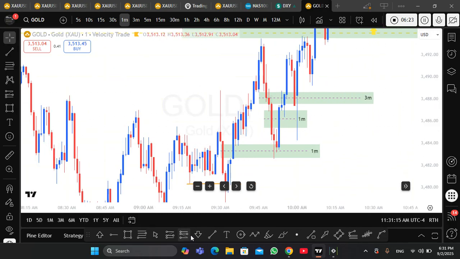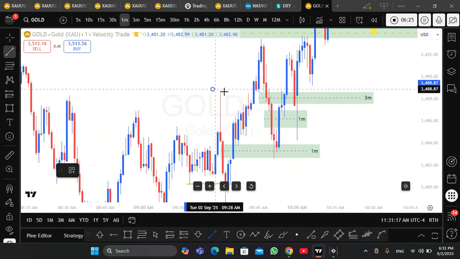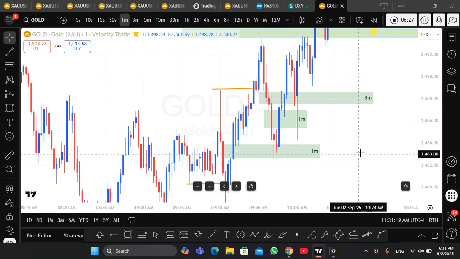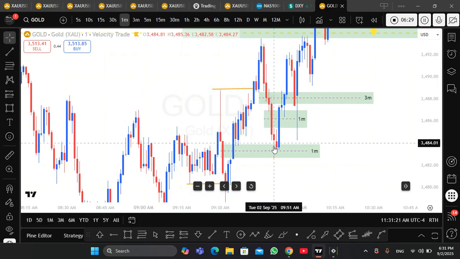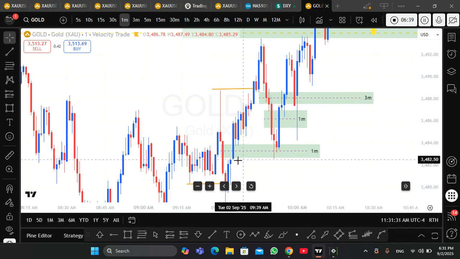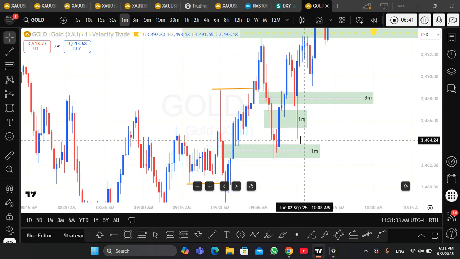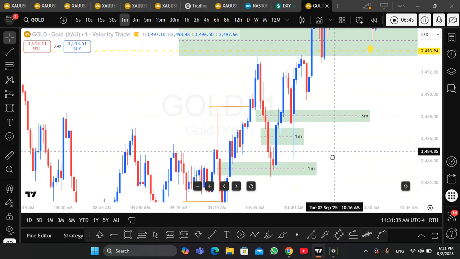When the market makes this market structure shift, and I return the market to this area, I buy here, then it moves upward, then makes another fair value gap, inverted with fair value gap. This is also a fair value gap inverted, and this fair value gap. And I buy again here.